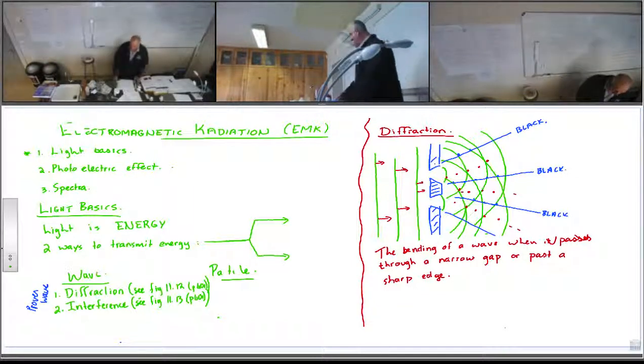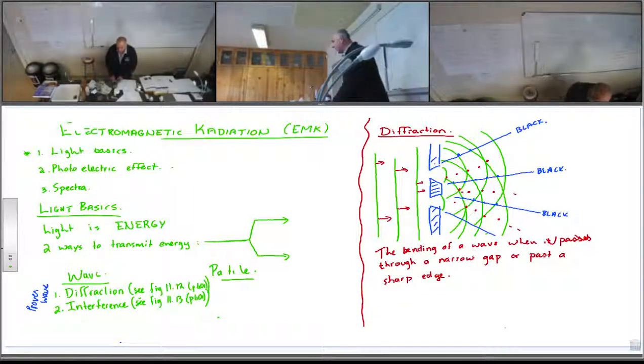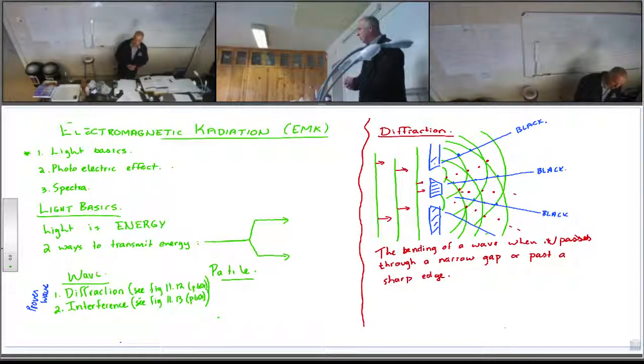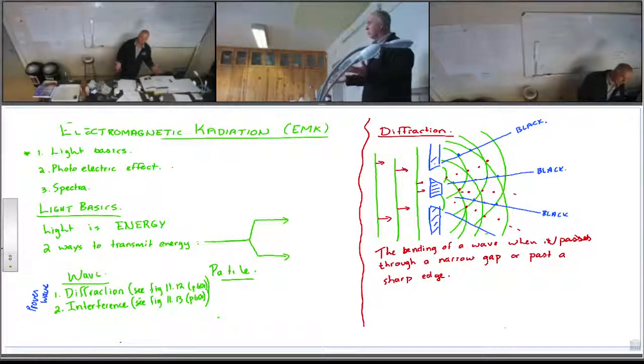So what happens if you've got a math theorem that can prove one thing and can also prove the opposite, then you've got a problem. You agree? And that's what we've got in science. We've got a problem. No one knows what light is.